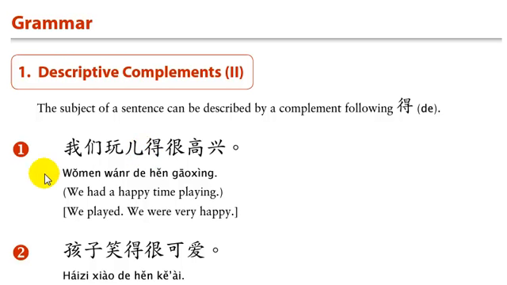Okay, so in the text we saw a sentence similar to this. This is 我们玩得很高兴. Okay, so 我们玩, we play, but how do we play? We play happily. 我们玩得很高兴, we played happily. We have another example here.